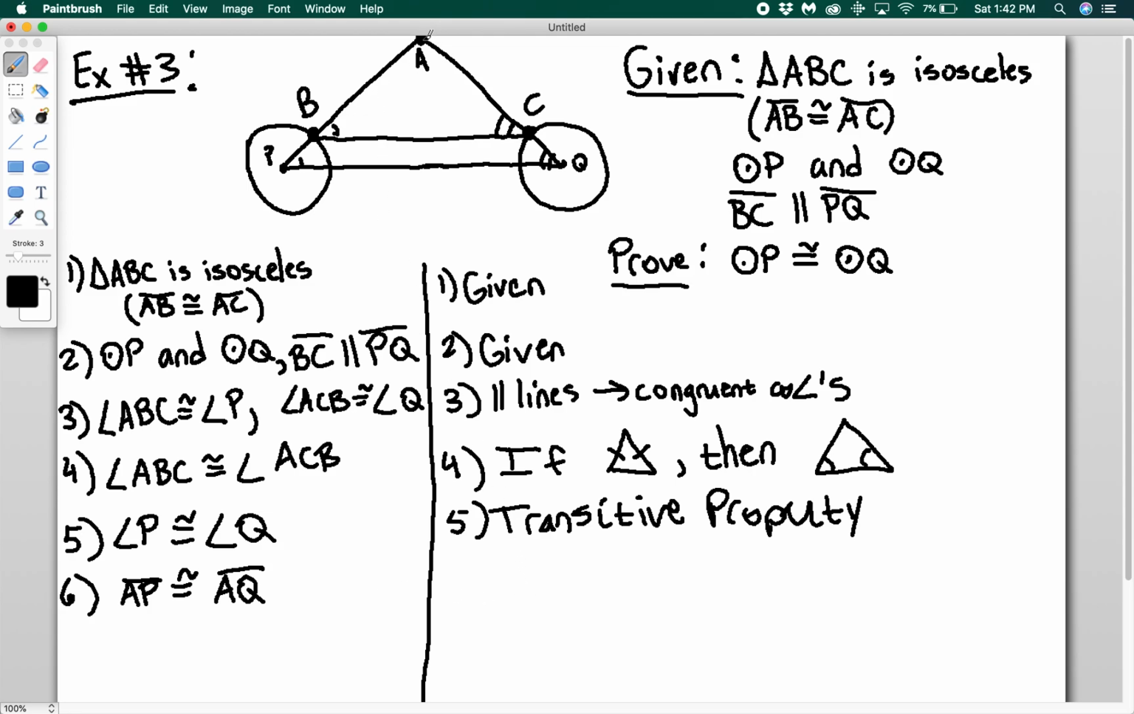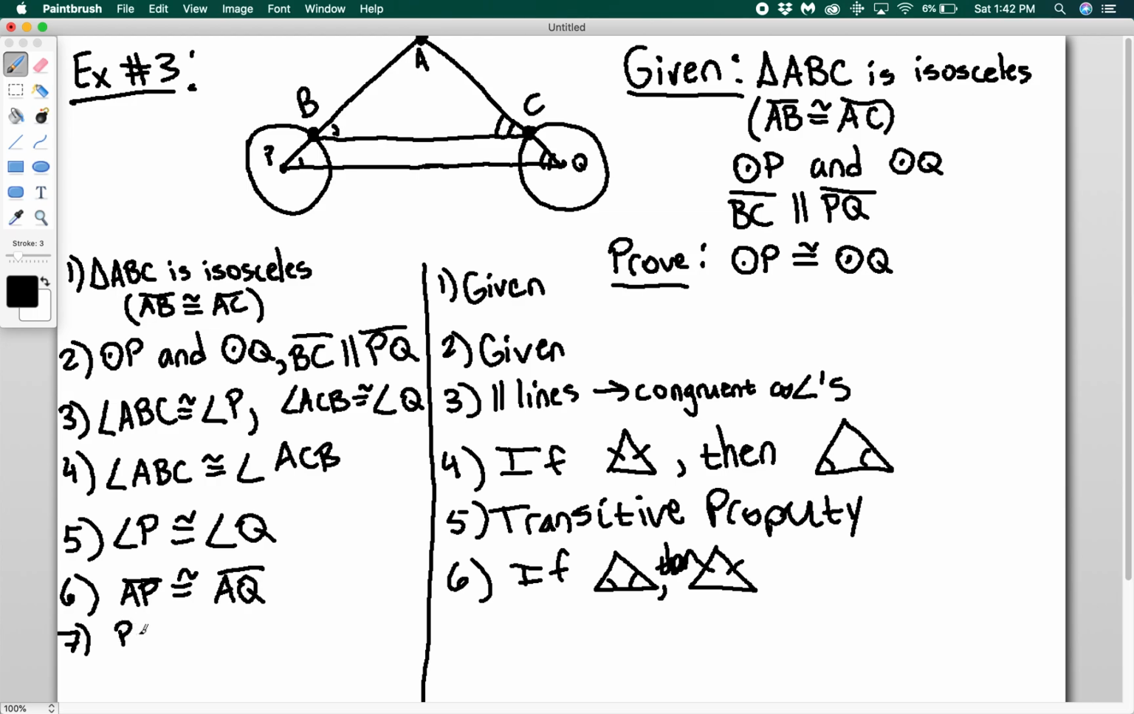6, I can say that line segment AP is congruent to line segment AQ. So I'm looking at AP, this segment here, and AQ, this segment here. Why can I do that? Well, if a triangle has two angles like this that are identical, then I can say that the sides are identical, right? So kind of the opposite of number 4, just going the other direction. We showed that angle P was the same as angle Q. So now I'm allowed to say that AP is the same as AQ. So we're getting close to the end.